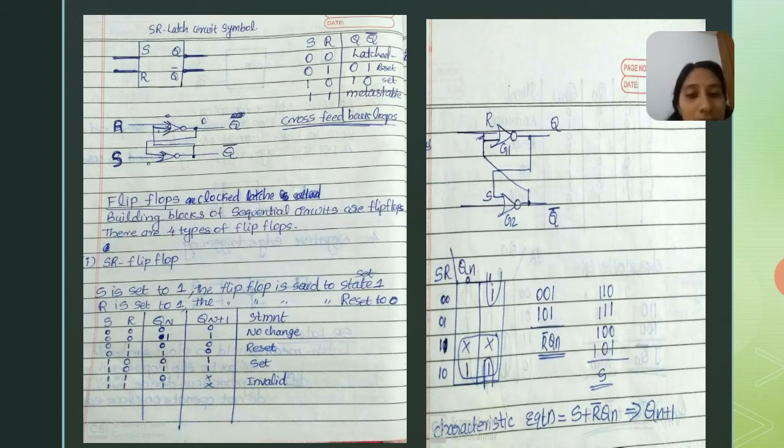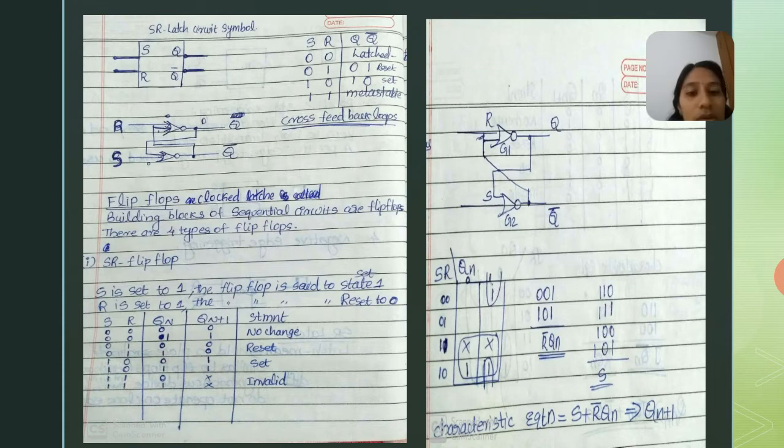Then the next combination, S equal to 1 and R equal to 0, so you have to do the set operation. Whatever may be the present state, 0 or 1, you are getting the next state as 1. 0 is moved to 1. If the present state is 1 itself, then it is continued. So the set operation is happening there.